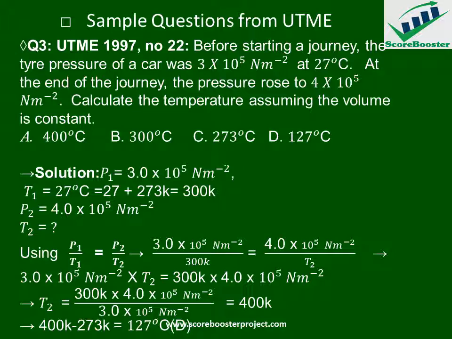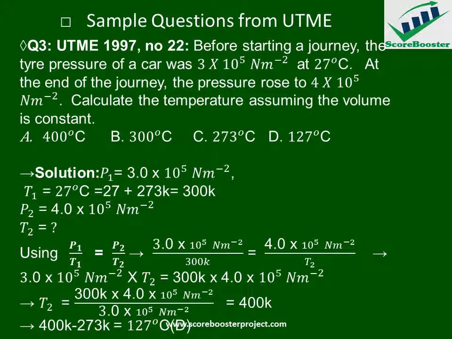Then we can cross multiply to get 3.0 times 10 raised to the power 5 Newton per meter square times T2 equals 300 Kelvin times 4.0 times 10 raised to the power 5 Newton per meter square. So we can make T2 the subject by dividing through by 3.0 times 10 raised to the power 5, to give us T2 equals 300 Kelvin times 4.0 times 10 raised to the power 5 Newton per meter square divided by 3.0 times 10 raised to the power 5 Newton per meter square. And that will give us 400 Kelvin.